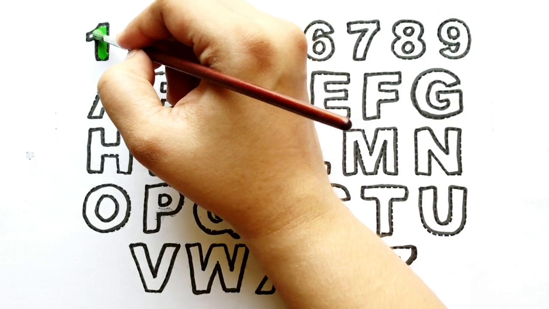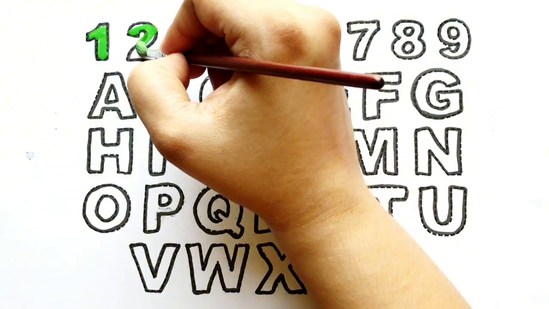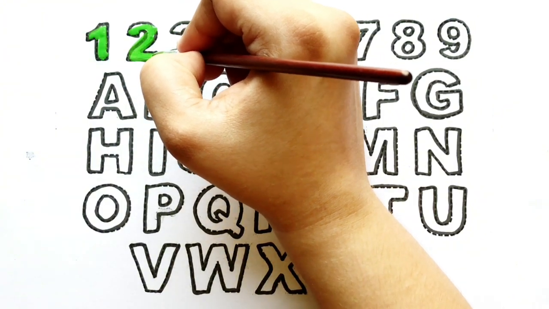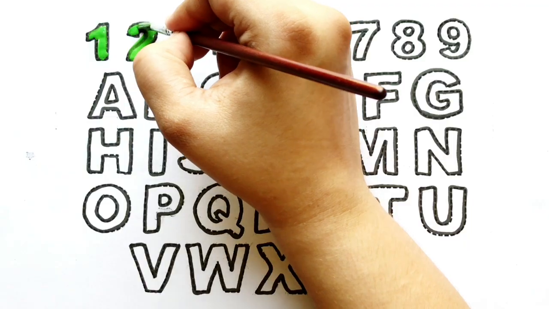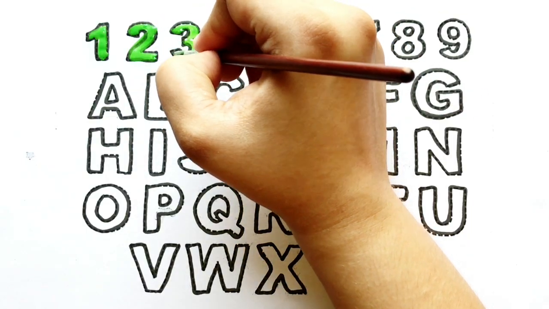Number 1, V, W, 2, Y, and Z. Now I know my ABCs. Next time, won't you 3, sing with me?